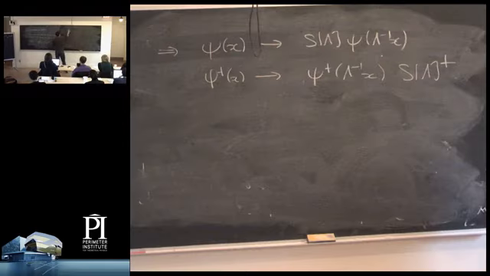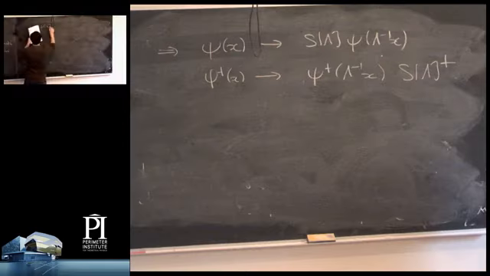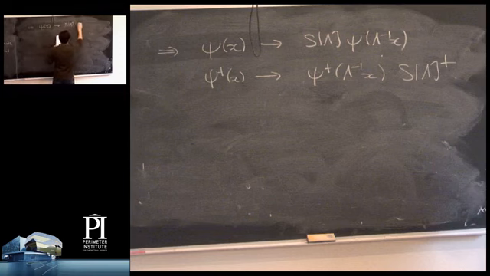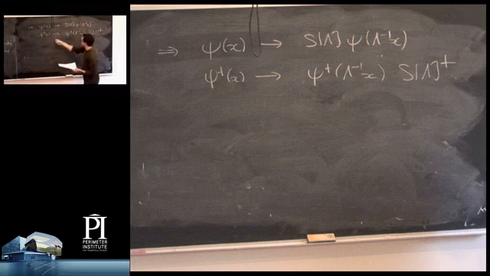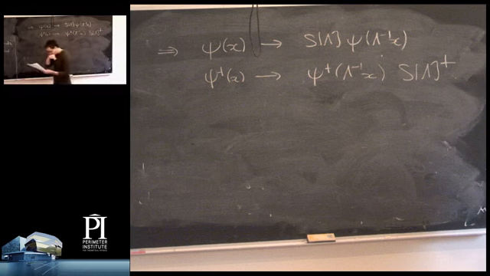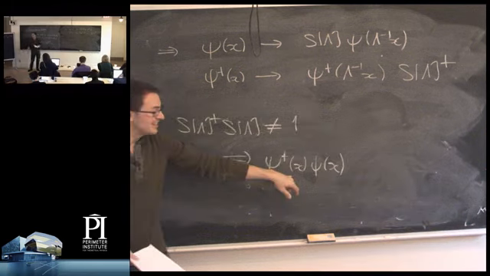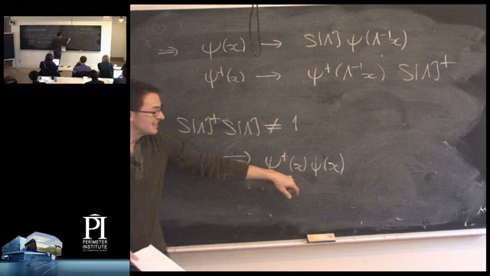So under a Lorentz transformation, psi of x goes to this, and psi dagger of x goes to this. Okay? This is now just the conjugate of the one above. But now you can see that there's kind of a problem. And the problem is that this representation is not unitary.